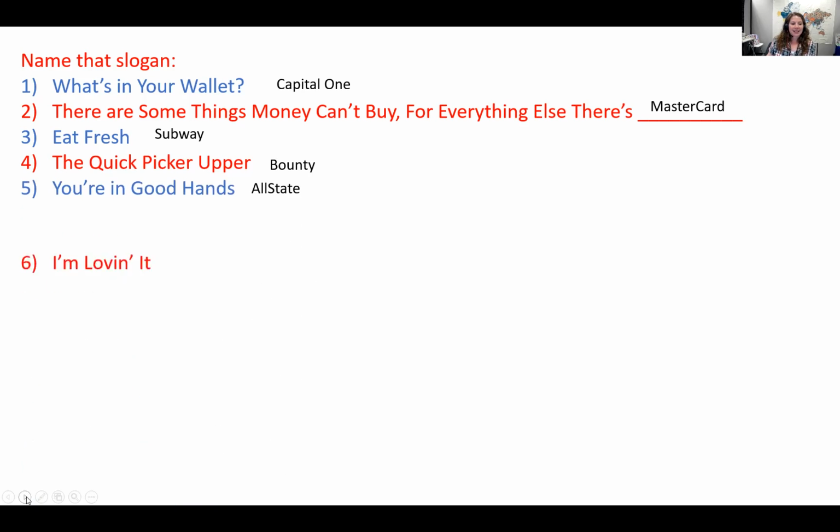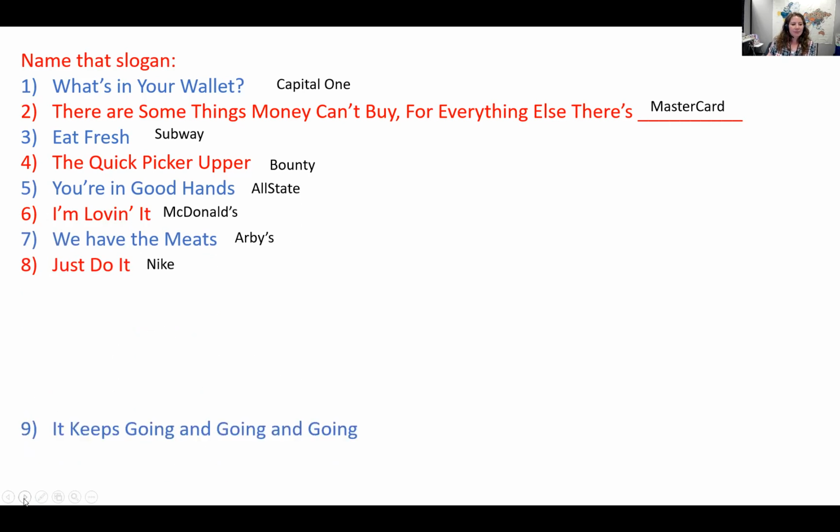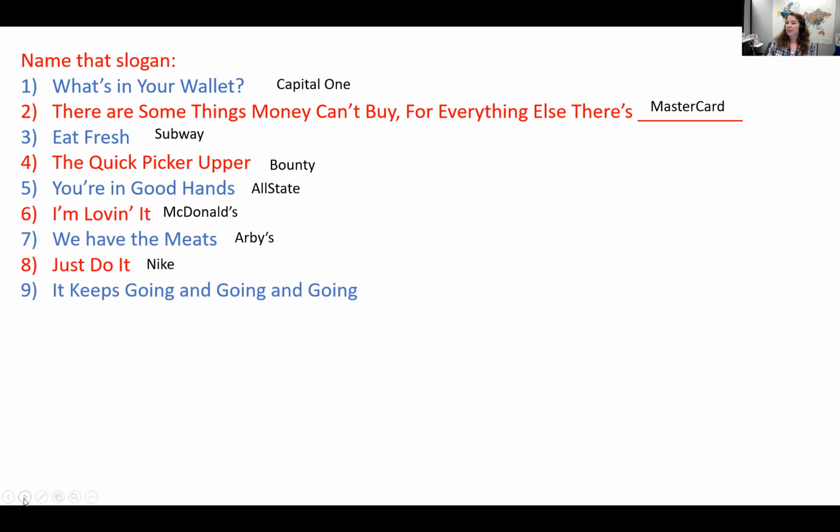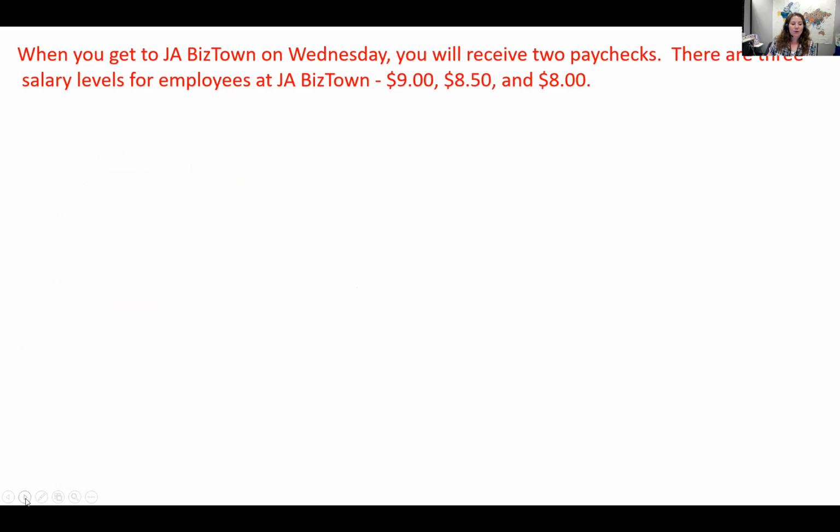Very good. The next one, I'm loving it. That is, of course, the Golden Arches. We have the meats. Arby's. Just do it. Oh, everybody knows that one, right? That would be Nike, right? What about it keeps going and going and going? That would be the Energizer Bunny. Finger licking good. You know that one, Kentucky Fried Chicken. What about the happiest place on earth? And of course, that's Disney World.